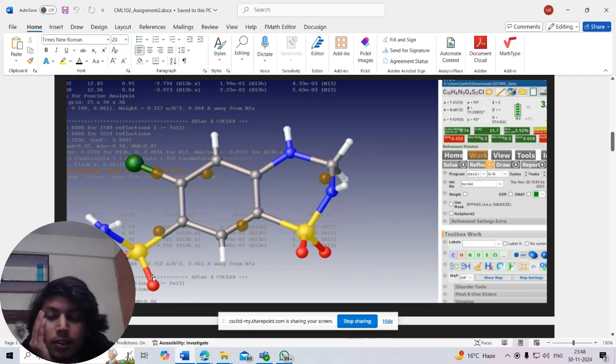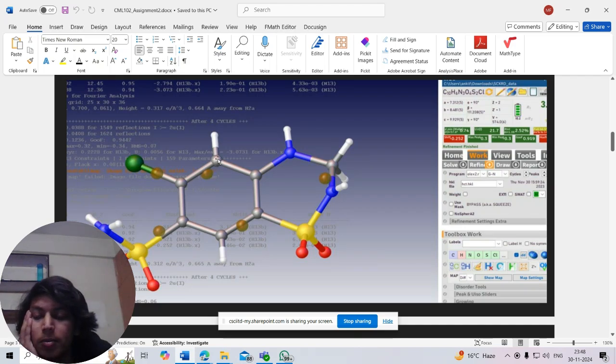So now we are done with all the heavy atoms, and we only need to analyze the hydrogen atoms. For the hydrogen atoms, I know that they are attached to these carbon, nitrogen, and all these things.